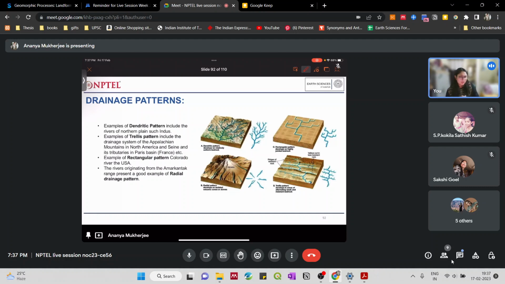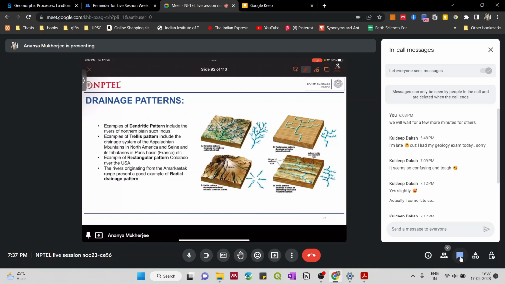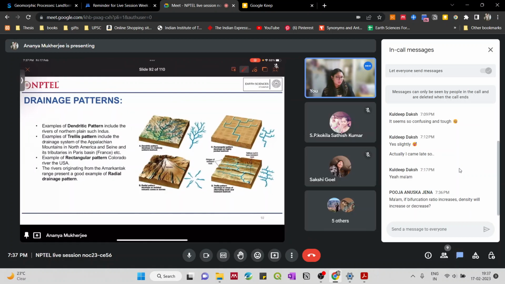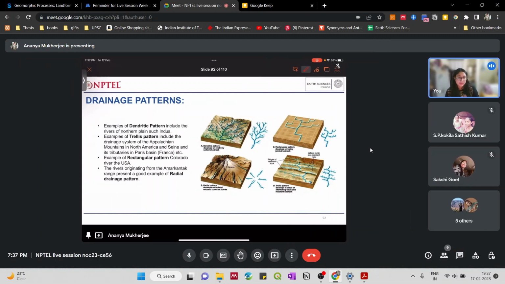I think Pravesh asked this question. Sorry, Pooja. Did you understand, Pooja? If the bifurcation ratio increases or is more, the drainage density is also increasing.